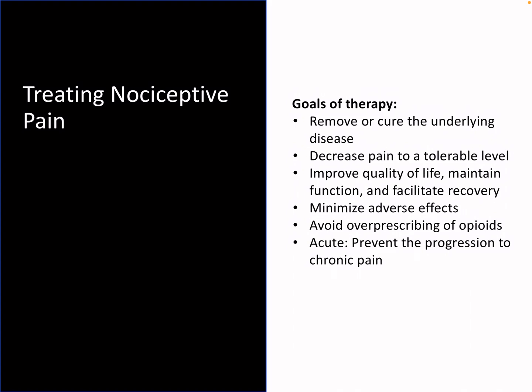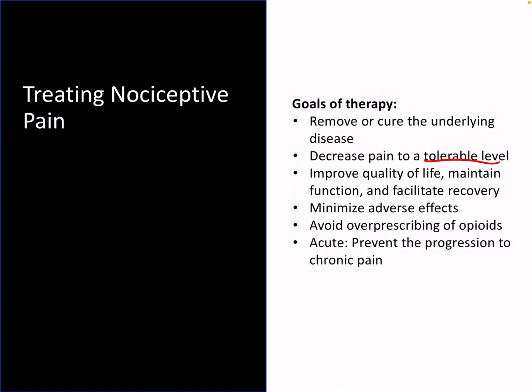The goals of therapy are listed here. I want you guys to know these just because they are important and they do underline what we're doing as far as treatment. You do not need to memorize them by any means. But what we want to try to do first is try to remove or cure the underlying disease. Next, we're going to try and decrease the patient's pain to a tolerable level. This is important because we can't always make a patient's pain zero. And it's good to have that discussion with patients beforehand as well. And we'll talk about that more here in a little bit.